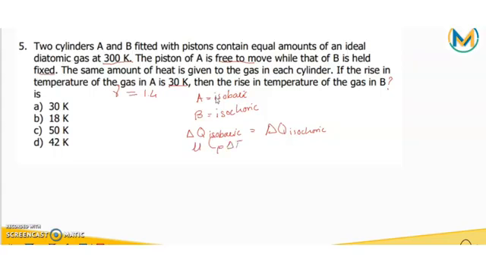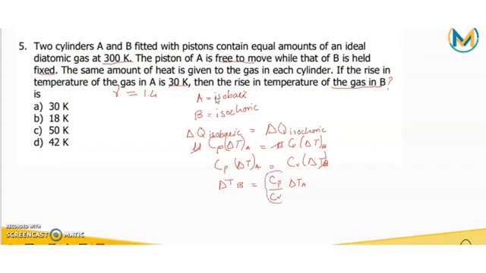Cp delta T of A, and this is mu Cv delta T of B. Mu gets cancelled. Now what remains is Cp delta T of A, which is equal to Cv delta T of B. We are supposed to find out the rise in temperature of the gas in the B container. So therefore, delta T B is taken to one side and the rest on the opposite side. So we get Cp upon Cv into delta T A.